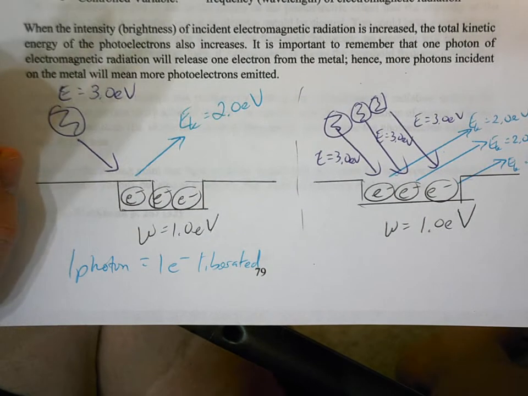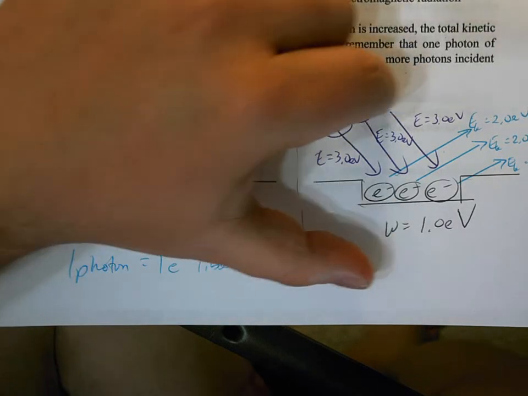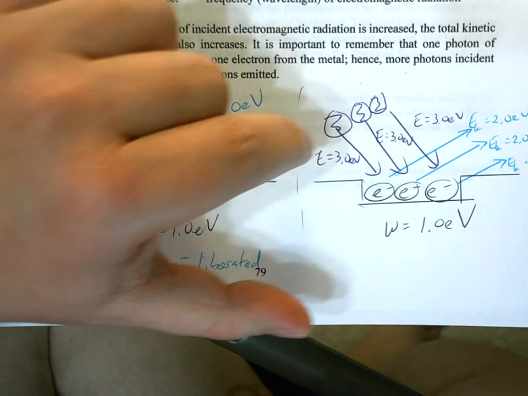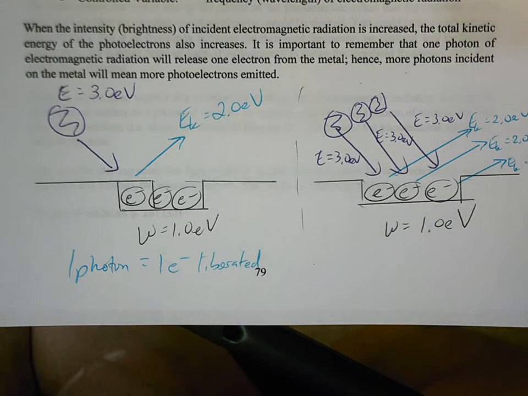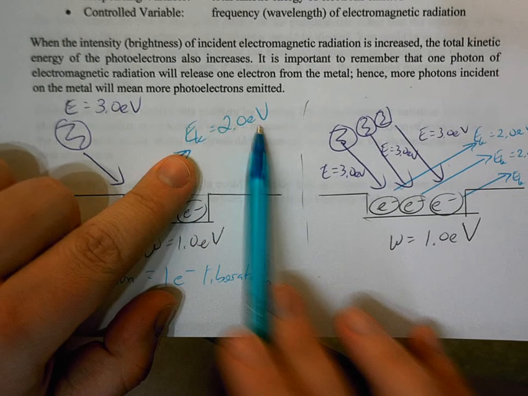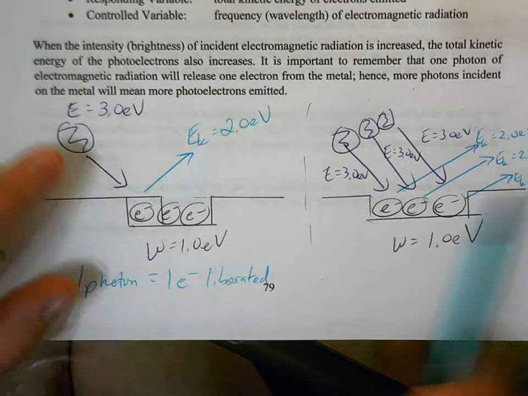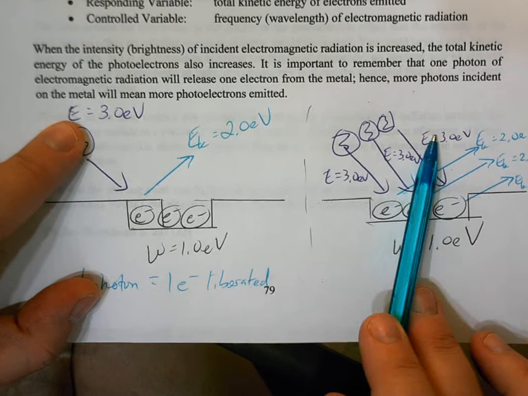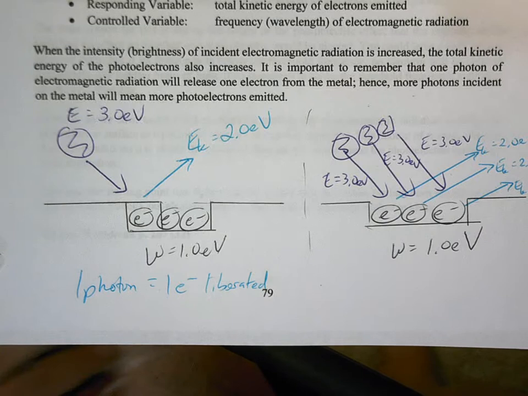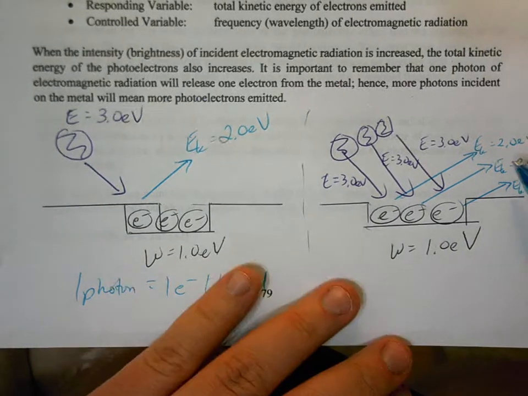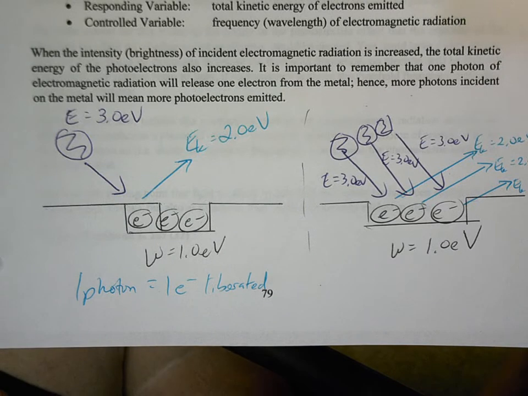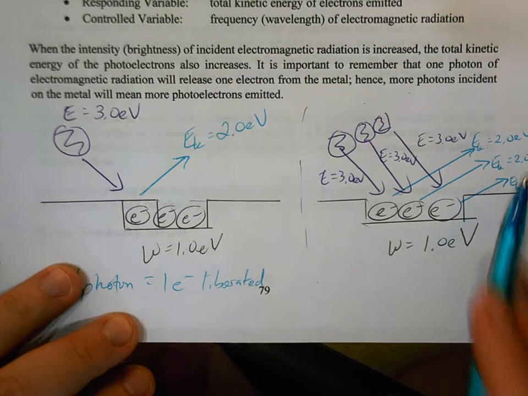So this is a really important point. If we change the number of photons, if we change the brightness, the kinetic energy on the individual electron does not change. In this case, it's 2 electron volts. In this case, it's 2 electron volts, keeping the frequency constant. We haven't changed the value of the energy. But the total kinetic energy overall has changed because now I have 3 photons with 6 electron volts of energy in total. But the key important point is brightness doesn't affect the kinetic energy on an individual electron.